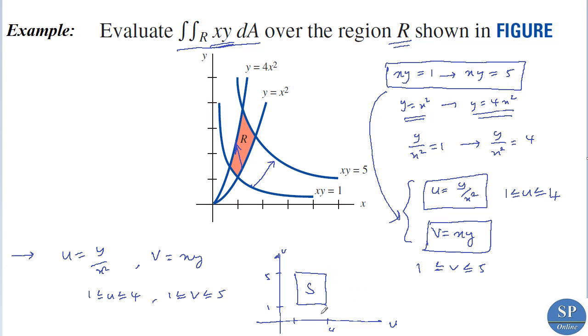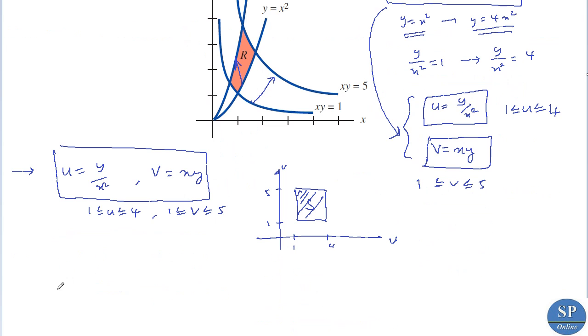Okay, this is S. U varies from 1 to 4 and V varies from 1 to 5. So this R, the region in the XY plane, has as its image this rectangle S in the UV plane by using this transformation, or this change of variable. By using this change of variable, our double integral over R of xy dA becomes, we can write like this.